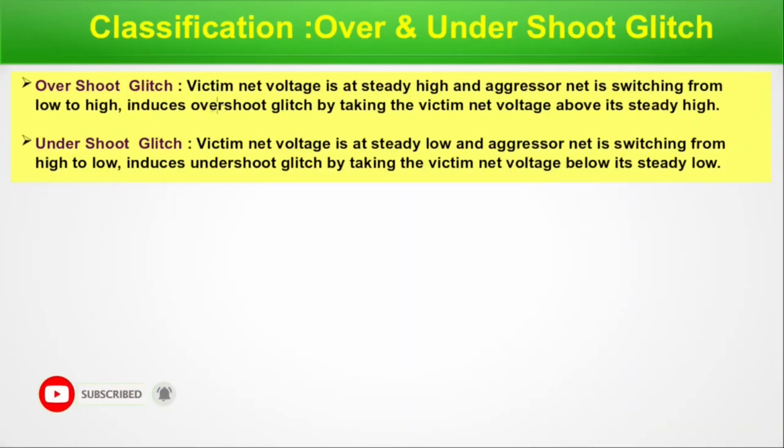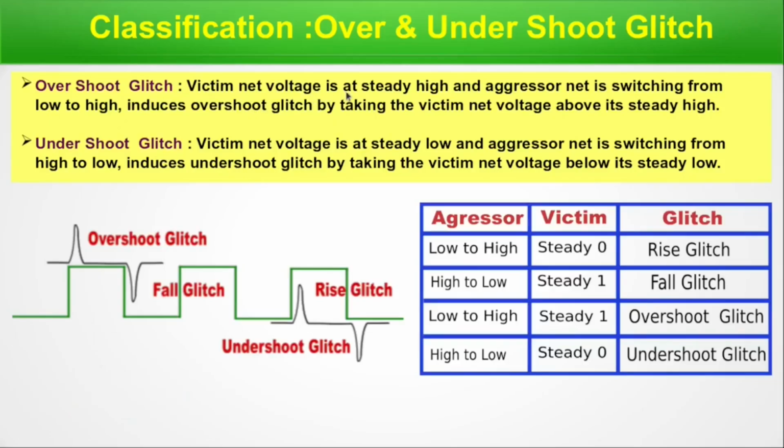Classification: overshoot and undershoot glitch. When the aggressor node is switching from low to high and the victim is at steady 0, that is a rise glitch. The aggressor is pulling it up, so there will be a glitch, but it is not crossing the maximum allowable value, right? And when the aggressor node is moving high to low and the victim is at steady 1, that is a fall glitch. It was at high and then goes down, so the aggressor net is pulling it down.